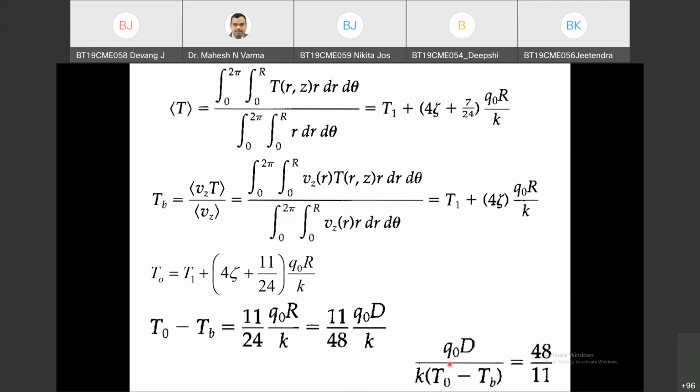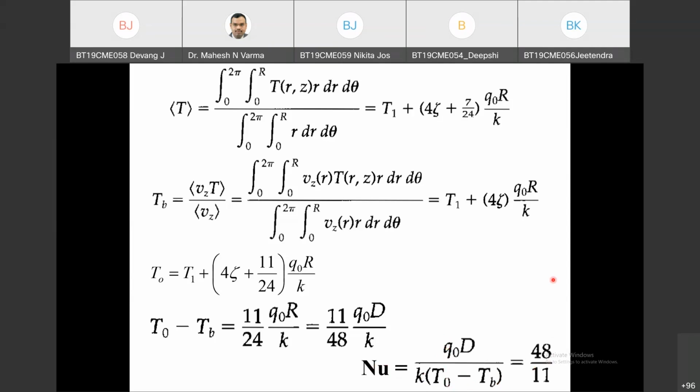Q0 is the flux, and this is T0 minus TB, and this will be H into (T0 minus TB), which will be equal to Q0. Hence, Q0 divided by (T0 minus TB) will be equal to H. HD by K is the Nusselt number. So Nusselt number will be equal to 48 by 11. So the Nusselt number for this case is observed to be 48 by 11.